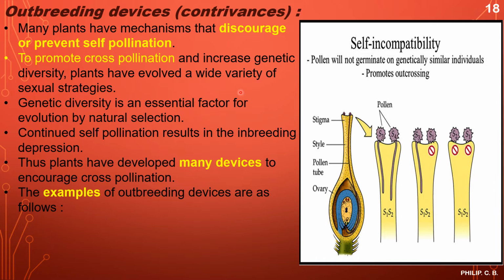Now coming to the introduction part and the explanation part. Many plants have mechanisms that discourage or prevent self-pollination, so they don't allow self-pollination. To promote cross-pollination and increase genetic diversity, plants have evolved a wide variety of sexual strategies. So there are various ways to avoid self-pollination. Genetic diversity is an essential factor for evolution by natural selection. Continued self-pollination results in inbreeding depression. Thus, plants have developed many devices to encourage cross-pollination. So, the examples of outbreeding devices are as follows.